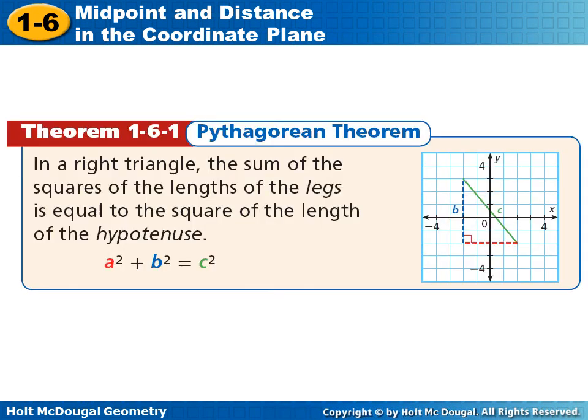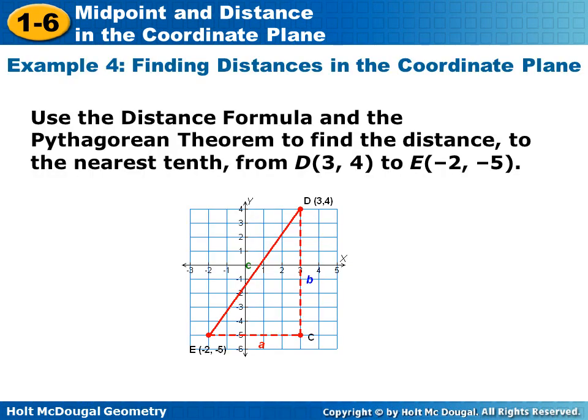And most of you have probably seen the Pythagorean theorem before. We have in a right triangle, the sum of the squares of the lengths of the legs is equal to the square of the length of the hypotenuse, or a squared plus b squared equals c squared. And you can see A, B, and C in your picture, and they're color-coded to the letters. So here's an example of finding a distance using the Pythagorean theorem.